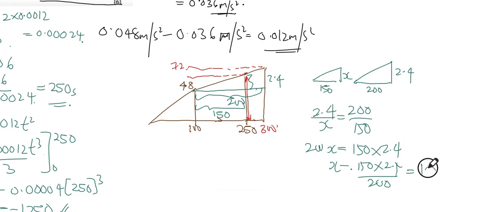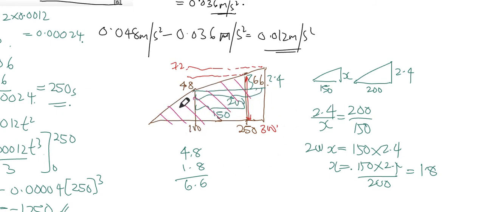x is 1.8, but over here it's 4.8. So 4.8 plus 1.8 is 6.6. So the height here is 6.6. Now we can find the area for the entire shape.